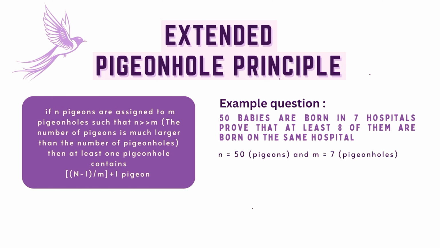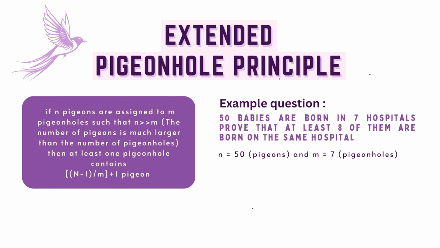If n pigeons are assigned to m pigeonholes, such that n is more than m (in brackets, the number of pigeons is much larger than the number of pigeonholes), then at least one pigeonhole contains (n minus 1) divided by m, plus 1 pigeons. So this is an example question. 50 babies are born in 7 hospitals. Prove that at least 8 of them are born in the same hospital.